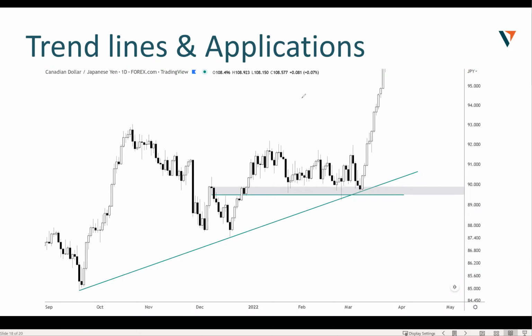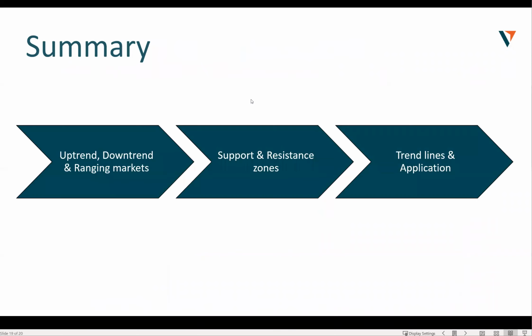Okay, so with that, we have covered trend lines and their application. And this is just a brief summary of what we have covered thus far. If you guys have any questions as well, do put them in the questions chat. So for this, we have covered how we can identify uptrend, downtrend, as well as ranging markets. We also covered the different types of horizontal support resistance zones that we have, mainly the 3 types.